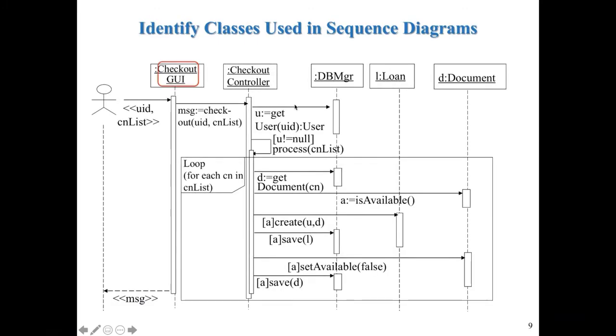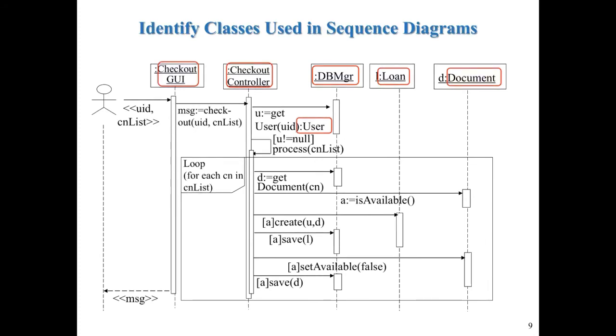Right. So in the sequence diagram, your first step is to identify all the classes. If you see red rectangles, these represent your classes. So check out GUI is your class, checkout controller is your class, DB manager, loan, document, these are all your classes. You already know that from your past experience, but now we are deriving our DCD from the sequence diagram as well as from your domain model. This is the first thing that we fetch from the sequence diagram.